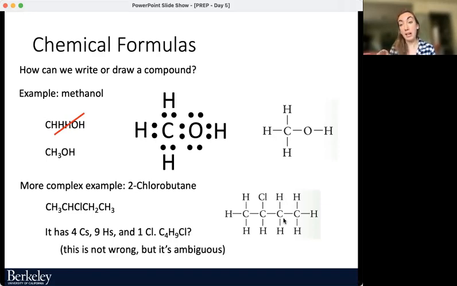So this is fine, it's not wrong, but just realize that you've lost a little bit of information because now I don't really know where this chlorine is. It could be on the end, it could be anywhere. So this is fine, but writing it this way just conveys a little bit more information.